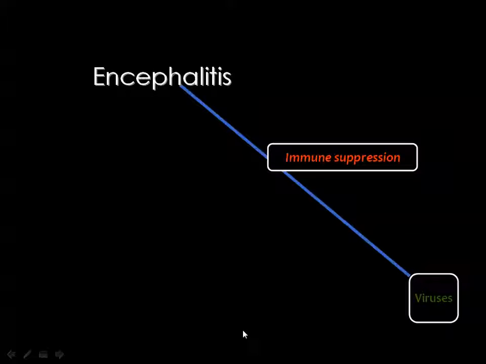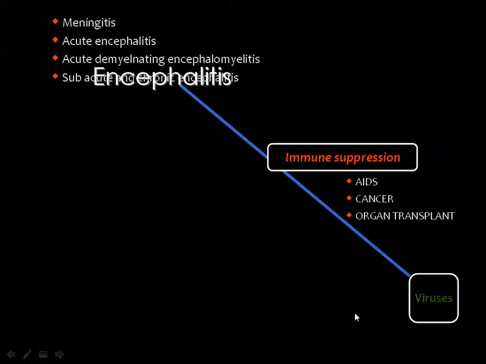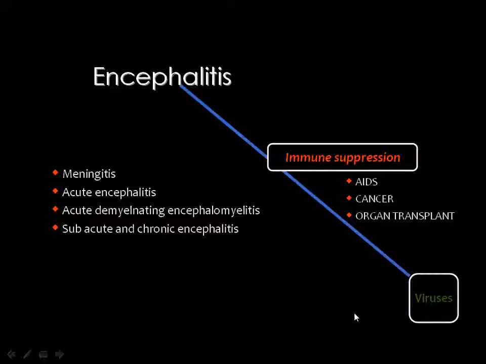Then we came to the issue of encephalitis, and encephalitis usually occurs in patients who are immune suppressed. Different causes of immune suppression include the HIV infection, malignancies, and the patient with organ transplant receiving immunosuppressive drugs. Encephalitis is usually caused by viruses, and it will result in many intracranial changes.